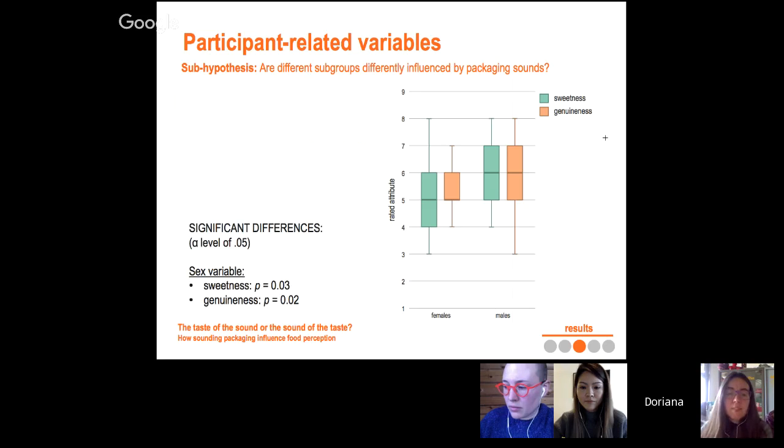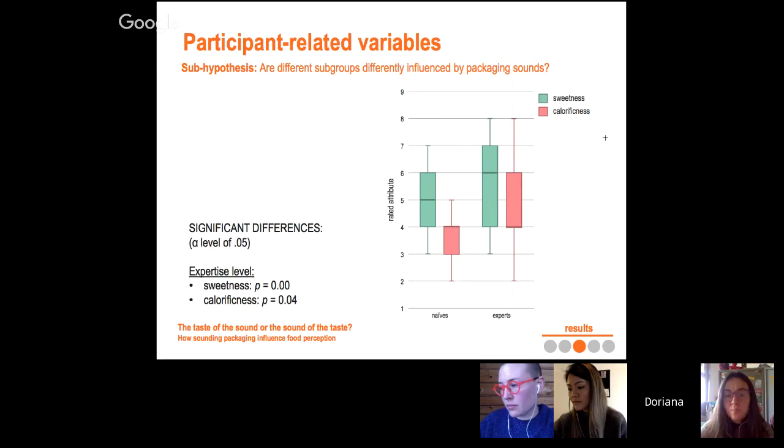Here, in this picture, we can see the further analysis of the effect due to participant-related variables on the collected data, such as sex and expertise. A significant difference was found for the sex variable on the attributes of sweetness and genuineness: female participants perceived yogurts as less sweet and less genuine than male participants. Moreover, we found a significant difference for the expertise variable on the attributes of sweetness and calorificness. In fact, experts perceived the yogurt as sweeter and more calorific than naive participants.